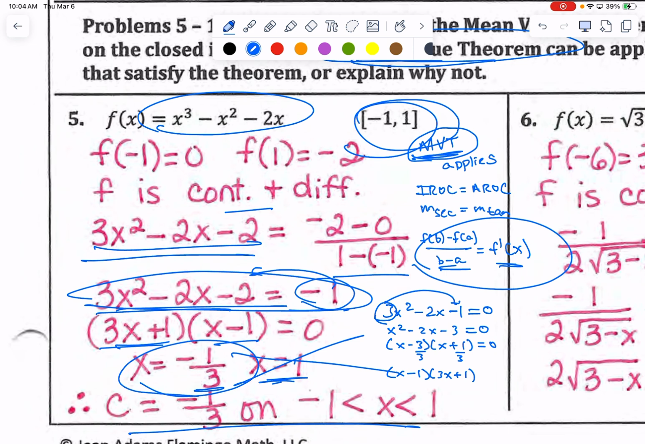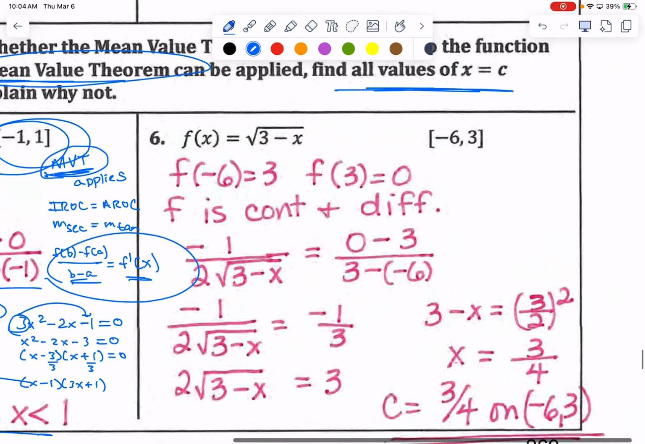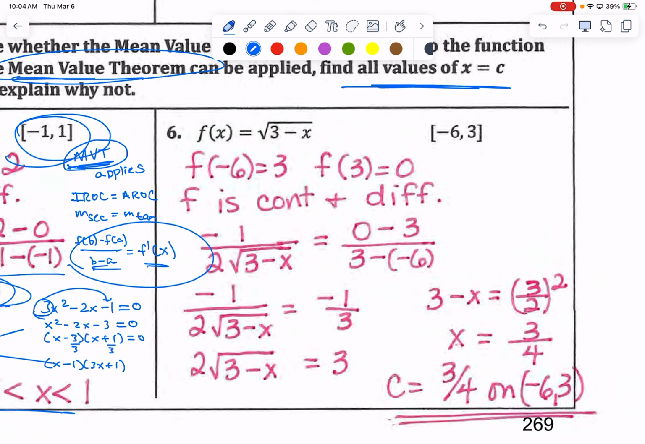So you're only looking for the answer that's between the values. Yes, I know it's continuous on the closed interval and differentiable on the open, but the mean value theorem guarantees there's a value that exists inside the interval, between A and B. So negative 1/3 is the answer. This one right here, I'm going to go over some algebra with you. Continuous, differentiable, set the slope of the tangent equal to the slope of the secant, and I get here.